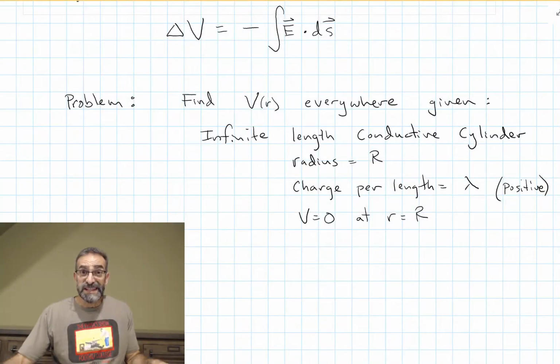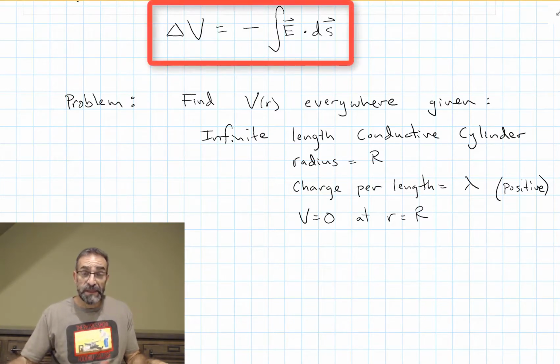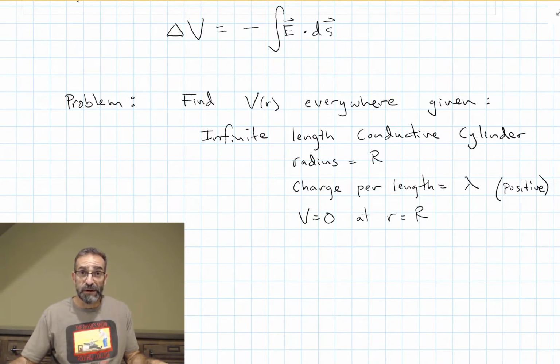Sometimes it's just easiest to do a problem and see how you would apply a certain procedure. We're going to find the electric potential everywhere given a cylindrical charge distribution. Our cylinder is a solid, conductive cylinder, infinitely long, radius R, charge per unit length lambda, and we'll just make it a positive number. And we have to be given where the potential is 0, because we would only be able to find delta V using our equation. So we have to start at a known potential, and then we can find the potential everywhere else.